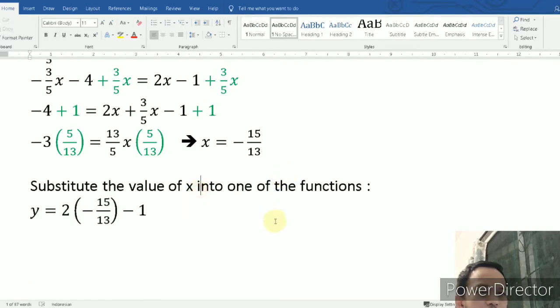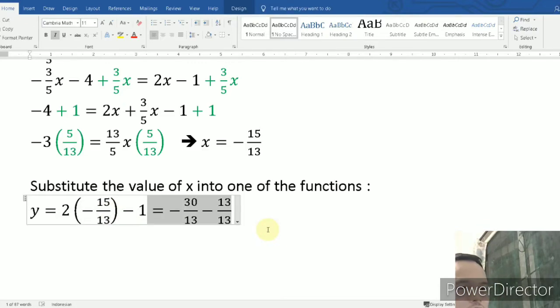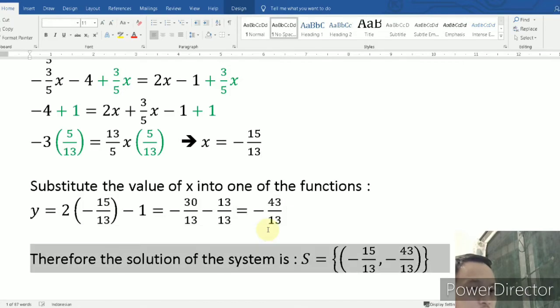So we'll substitute the value of x into one of the equations of the functions, and I will substitute this value into the x, and then just find the y by simplifying. Okay, you see the arithmetic, and then we can find the value of y is negative 43 over 13.